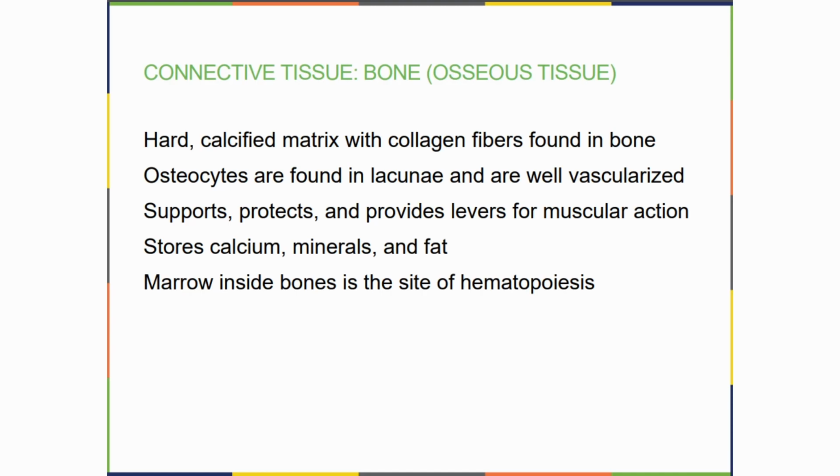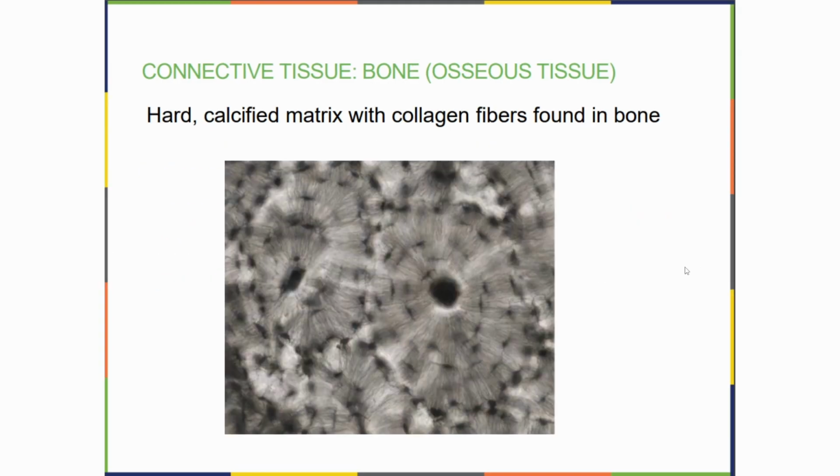So moving on, we have the osteocytes, which becomes osseous tissue, or much more commonly known as bone. Bone is a hard calcified matrix of collagen fibers. Bones provide a structure to your body and allow an attachment site for muscles. It stores calcium, minerals, and fat, and allows your body to move and keep a real structure. Here's a quick picture of the inside of it.